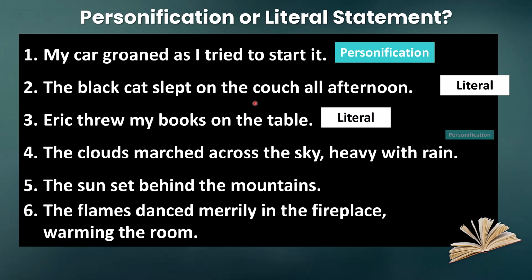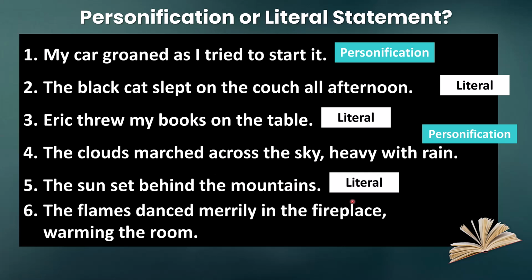Number 4, personification is used. The clouds are given the human action of marching, which emphasizes their movement across the sky. Number 5 is literal. This is a factual description of the sun setting. And finally, in number 6, personification is used because the flames are described as dancing, which is a human action.